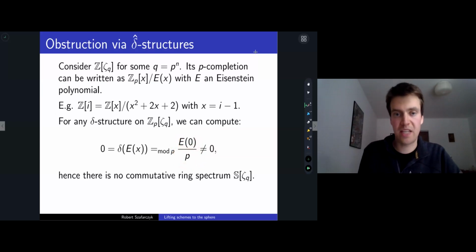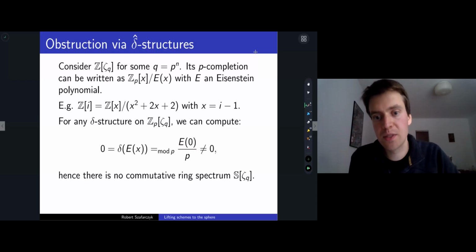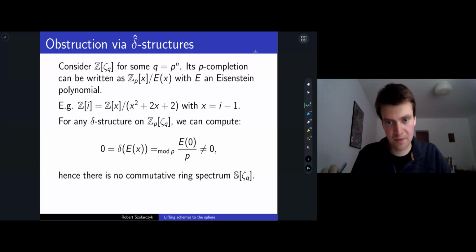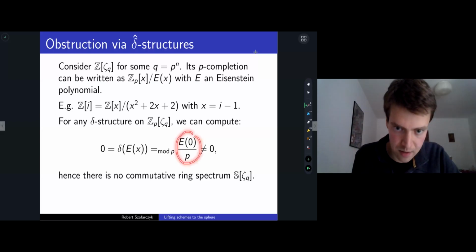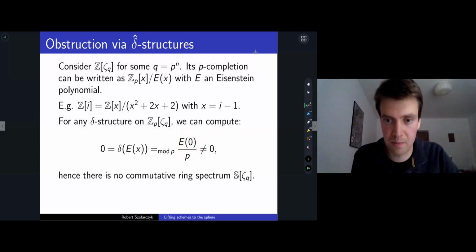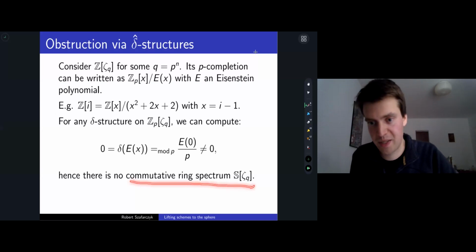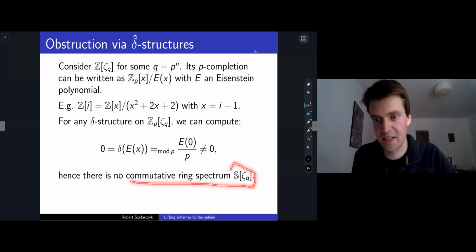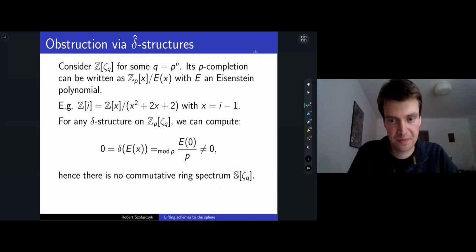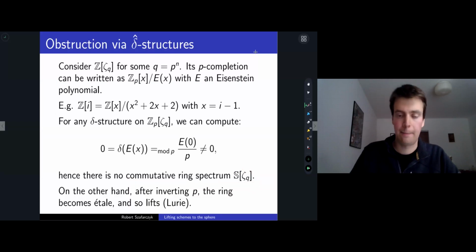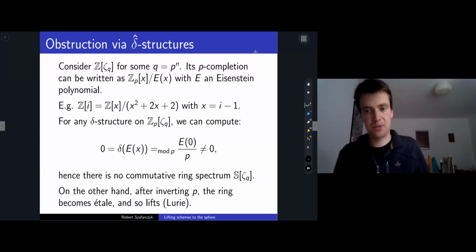But now E was Eisenstein, so E of 0 is divisible by P, but is not divisible by P squared, which means that this term here is invertible, and in particular not 0. So again, we get a contradiction, and hence there is no commutative ring spectrum of the form S adjoin a root of unity. So this is how we use this obstruction.